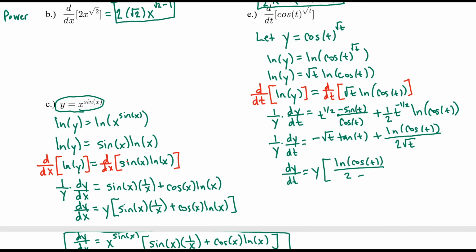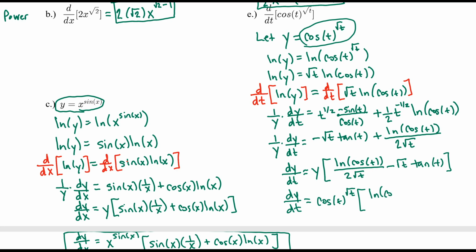The last step is to replace y with its original expression in terms of t, and we'll have our derivative. dy over dt equals cosine of t raised to the square root of t times natural log cosine t over 2 square root of t minus square root of t tangent of t. So that one was much more involved than example B, for instance.